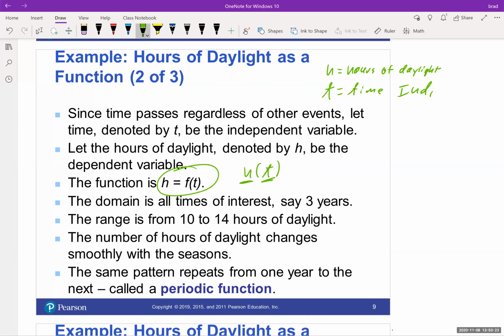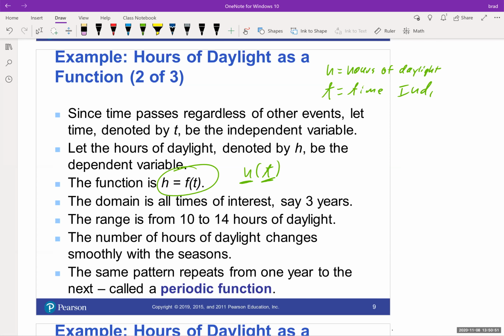Okay, the domain is all times of interest. Let's just say we're going to work with the first 3 years here. The range is from 10 to 14 hours. So we see the lowest is 10 hours to the highest of 14 hours. And the number of hours of daylight changes smoothly within these seasons. So we are not going to be worrying about sharp edges like this. It's going to be something like this. They're saying it's smooth. Okay.